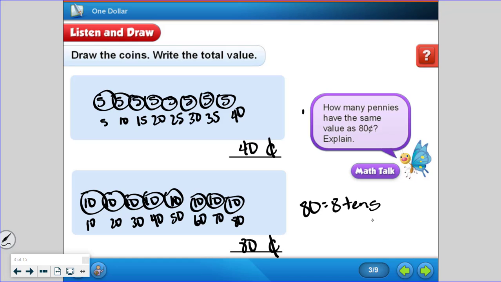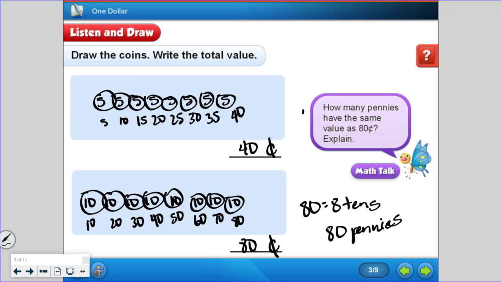And if we think about tens, how many ones equal a 10? Well, 10 ones equals a 10. So if there's 8 tens in 80, for each one of these tens, there's 10 ones: 10, 20, 30, 40, 50, 60, 70, 80. So it's going to take 80 ones, or 80 pennies, to get to 80 cents, because each penny's worth 1 cent.